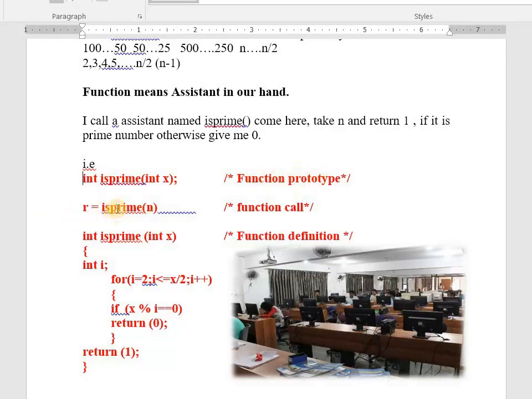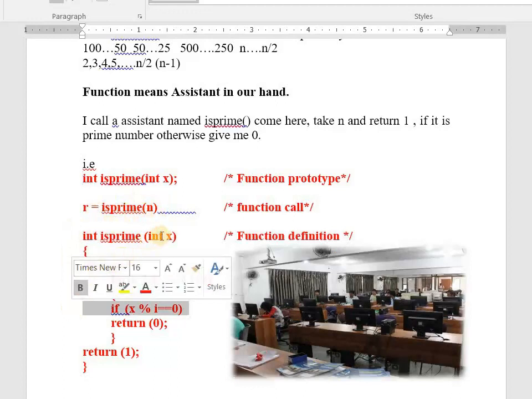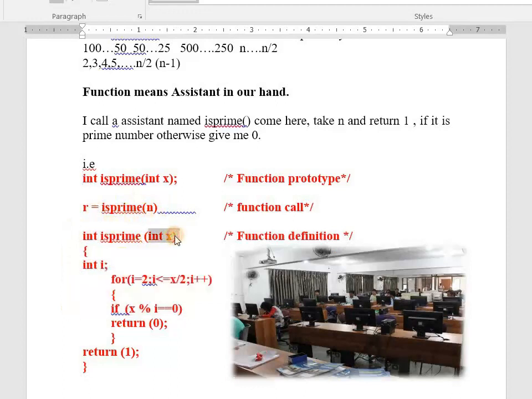Then I am calling the function isPrime: come here, take this n, check and tell me whether it is prime or not prime. It gives me 1 if that is a prime number. It gives me 0 if that is not prime. This is what the assistant does. It takes one number, one value, and that function checks whether it is prime or not prime.